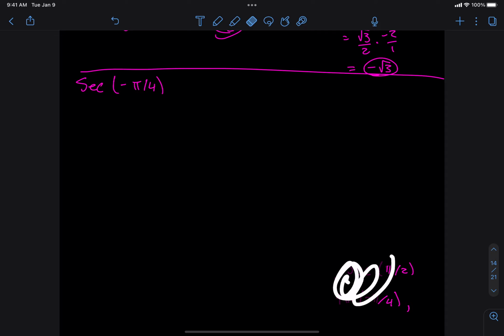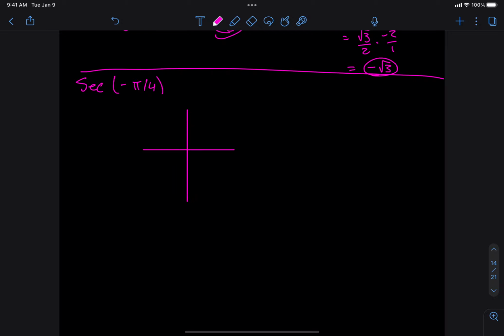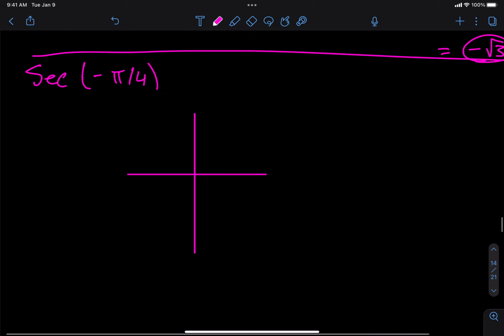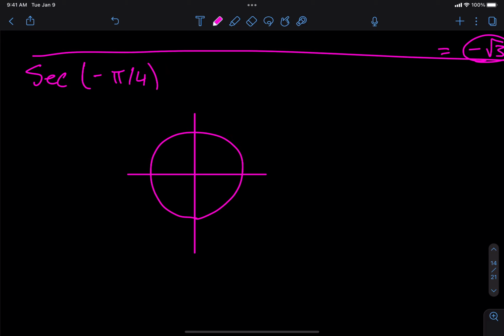What kind of angle is negative pi over 4, besides being negative? What would it be in degrees? 45. It's 45, right? You can remember because pi over 2 is a 90-degree angle, so pi over 4 is half of a 90-degree angle. Okay, so let's draw our unit circle.